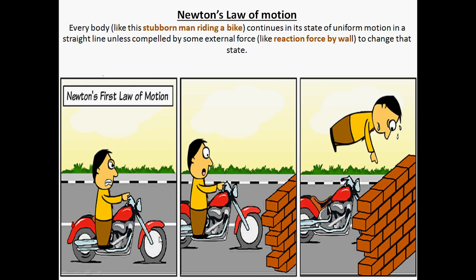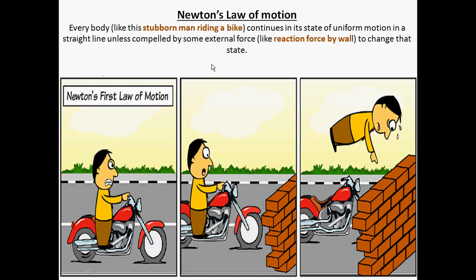He's continuously in a state of motion, but because of his defective eyesight and his lack of concentration, what happened? The state of uniform motion was changed to the state of rest, and he was thrown out of this bike because of a strike or a collision with the wall.